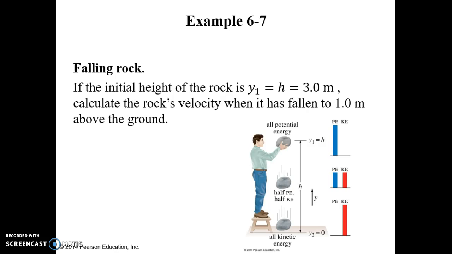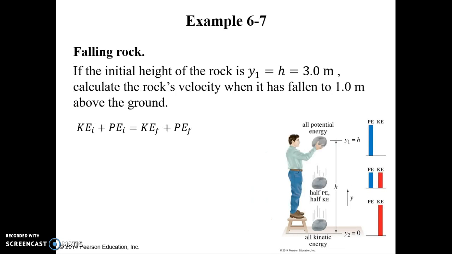Alright, let's do an example. If the initial height of the rock, which is y1 or h, equals 3 meters, calculate the rock's velocity when it has fallen 1 meter above the ground. First step, we'll write out the conservation of energy: initial kinetic energy plus potential energy equals final kinetic energy plus potential energy. The next step is to cross out any values that are 0. In this example, only the initial kinetic energy equals 0 because the rock is dropped from rest.